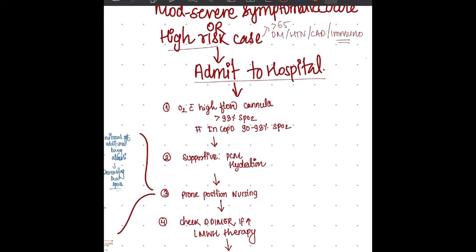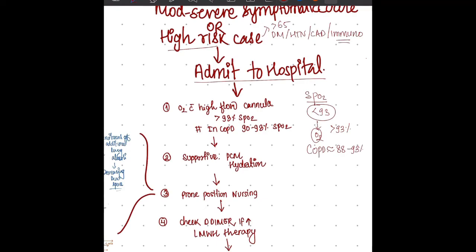Once in the hospital, check the SpO2. If the SpO2 is less than 93, start the patient on oxygen. Always try to maintain SpO2 more than 93, except if the patient has a comorbidity, that is to say COPD. In COPD, try to maintain SpO2 from 88 to 93%.